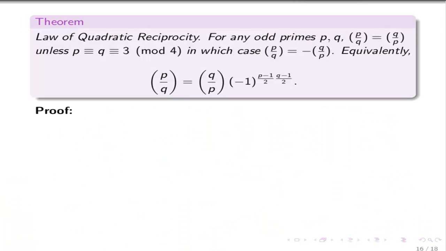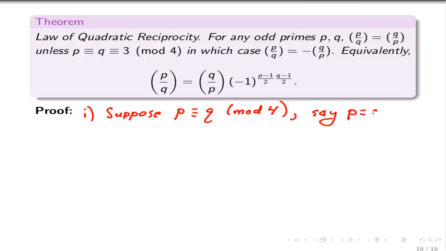So we're now ready to prove the law of quadratic reciprocity. So let P and Q be odd primes, and we're going to break it into 2 cases. Case 1. Suppose P is congruent to Q mod 4. So let's say that P equals Q plus 4t for some integer t.